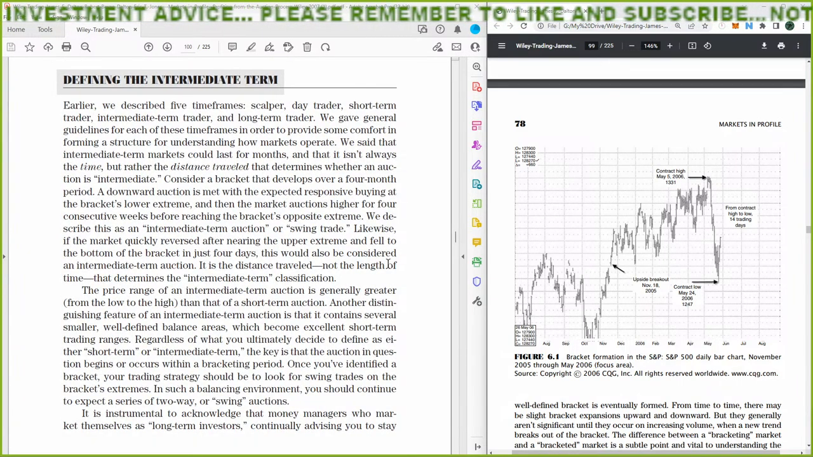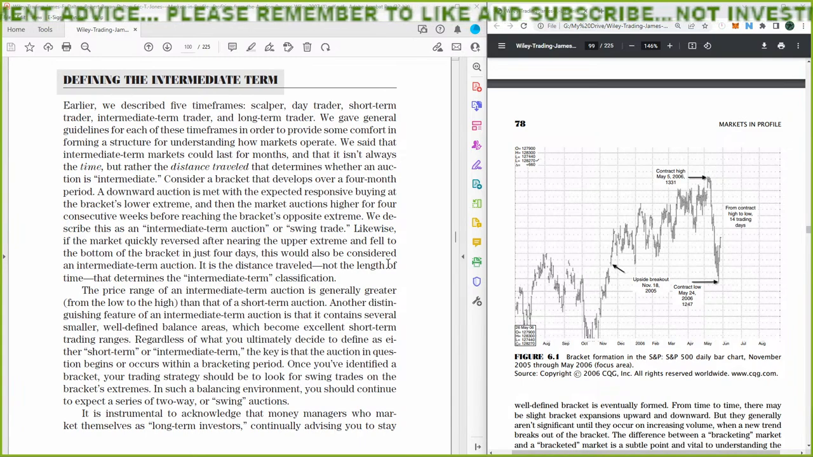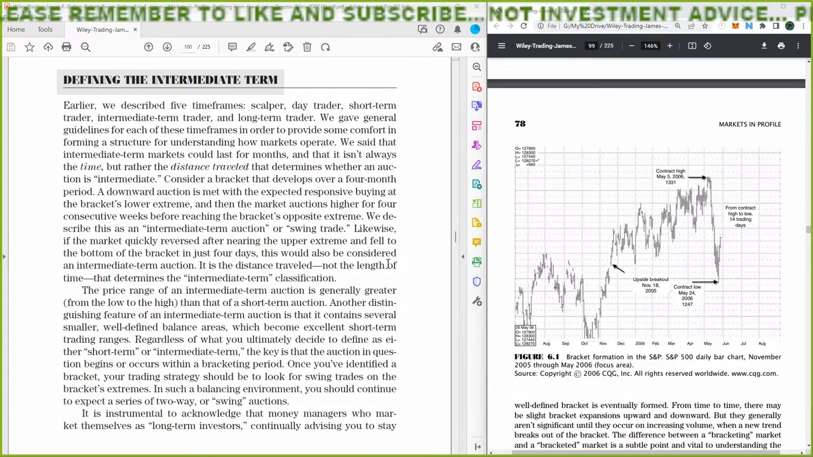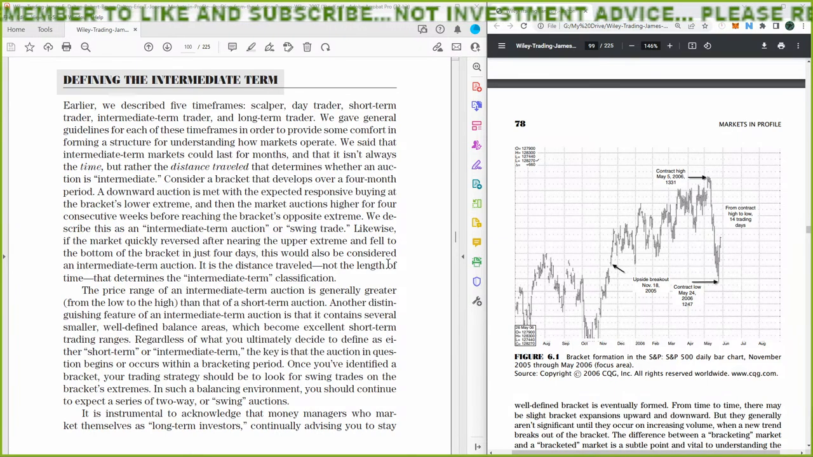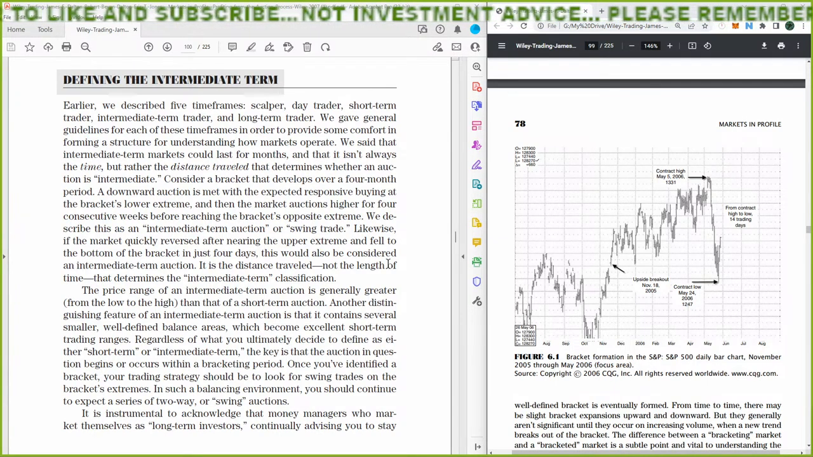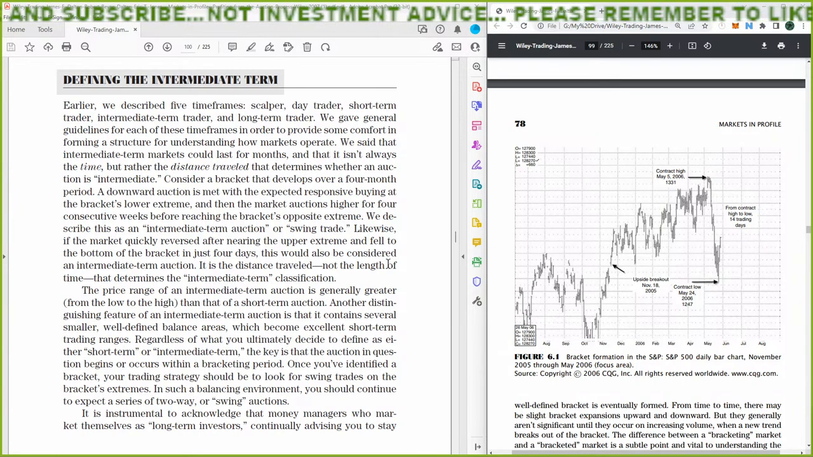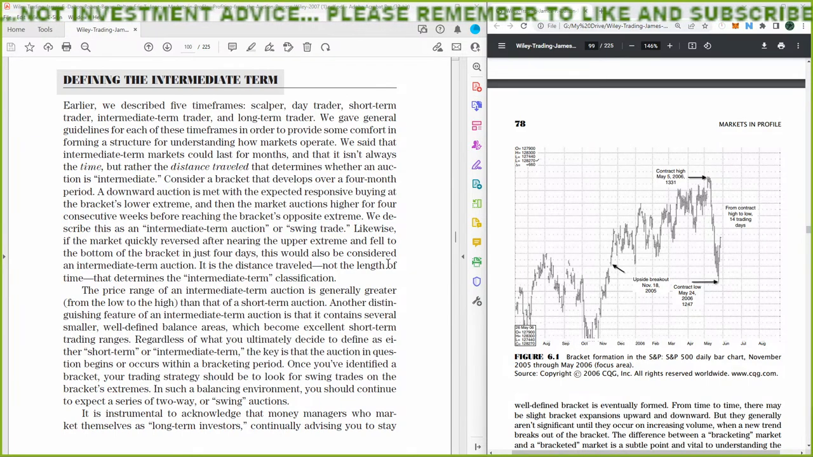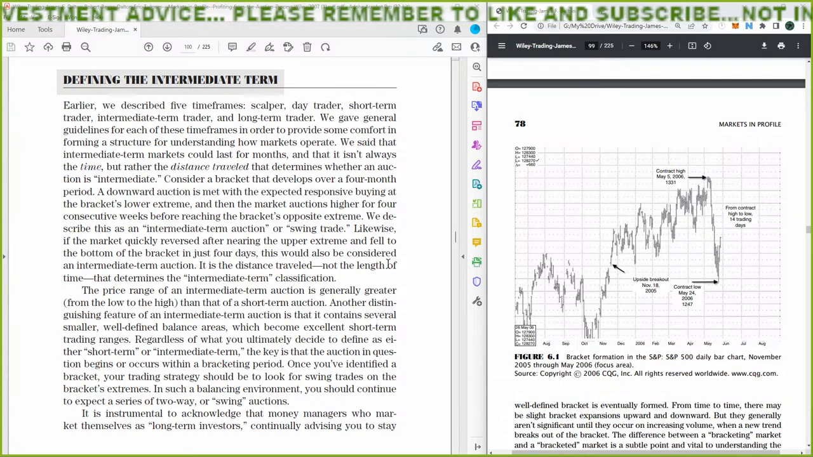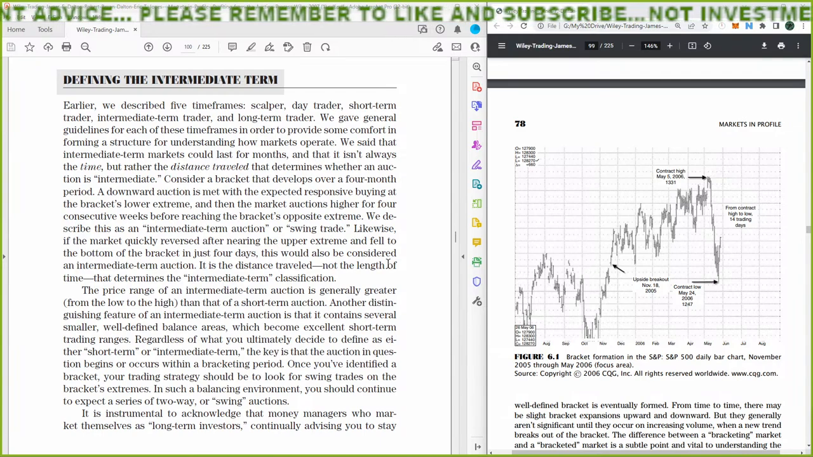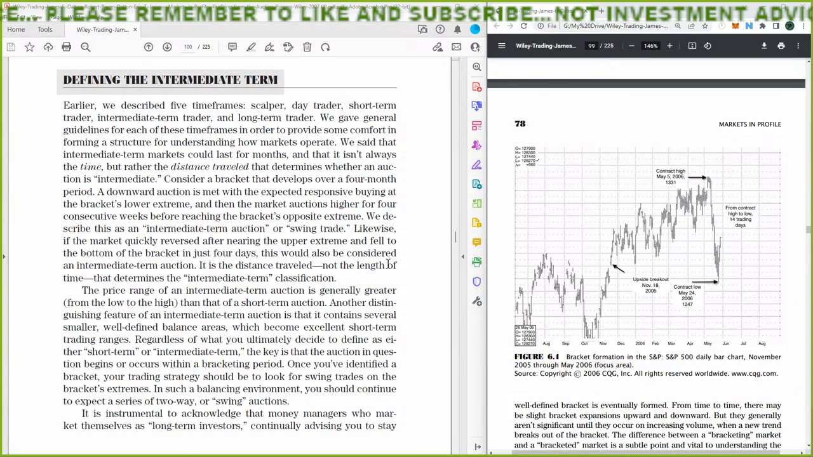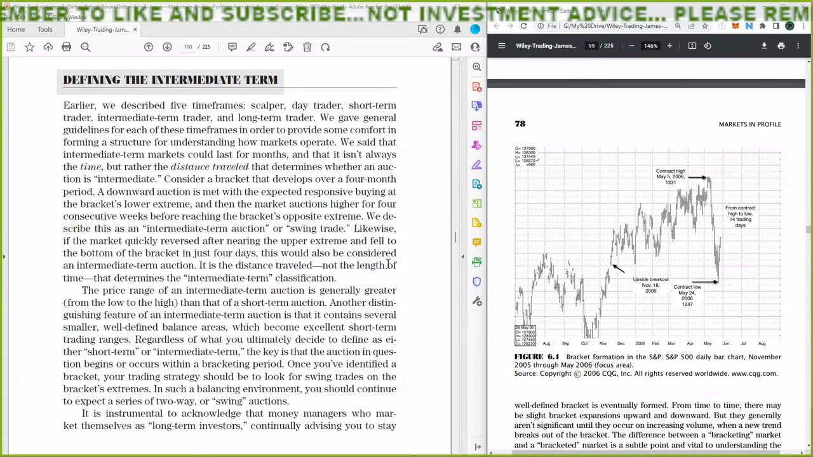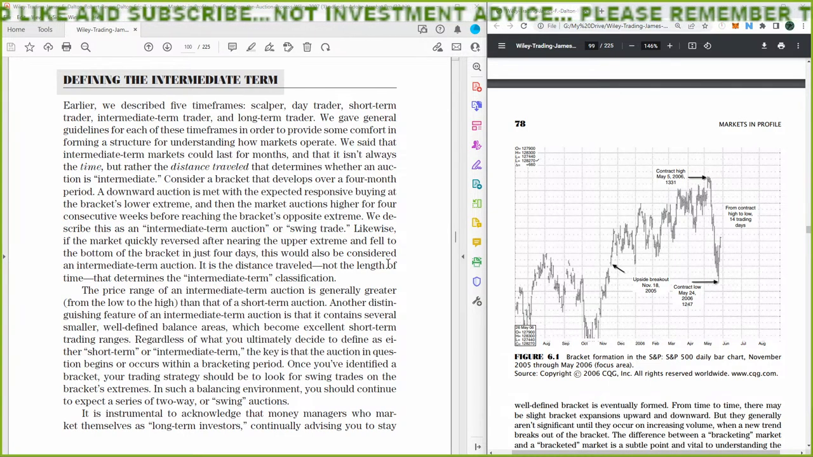Defining the intermediate term. Earlier we described five time frames: scalper, day trader, short-term trader, intermediate-term trader, and long-term trader. We have general guidelines for each of these time frames in order to provide some comfort in forming a structure for understanding how markets operate. We said that intermediate-term markets could last for months, and that it isn't always the time, but rather the distance traveled that determines whether an auction is intermediate.